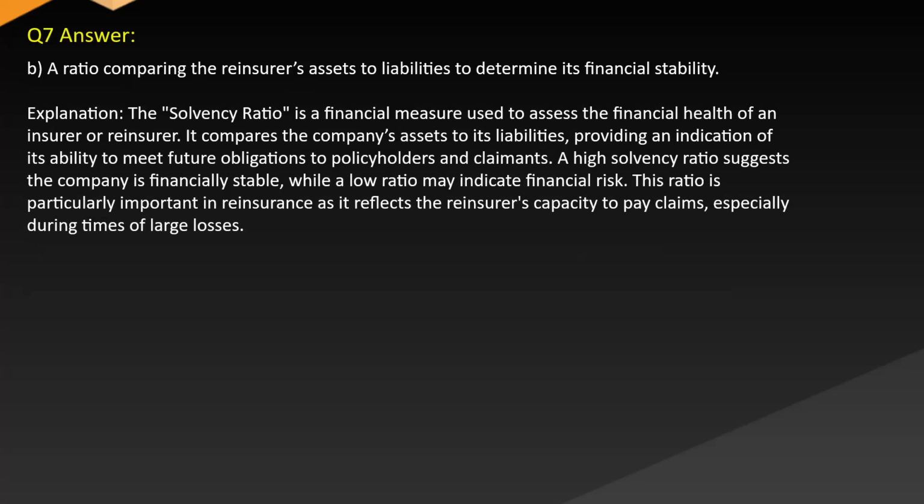Answer. B. A ratio comparing the reinsurer's assets to liabilities to determine its financial stability. Explanation. The solvency ratio is a financial measure used to assess the financial health of an insurer or reinsurer. It compares the company's assets to its liabilities, providing an indication of its ability to meet future obligations to policyholders and claimants. A high solvency ratio suggests the company is financially stable. A low ratio may indicate financial risk. This ratio is particularly important in reinsurance as it reflects the reinsurer's capacity to pay claims, especially during times of large losses.